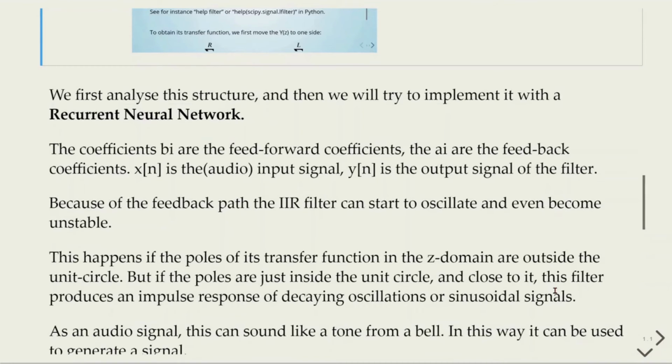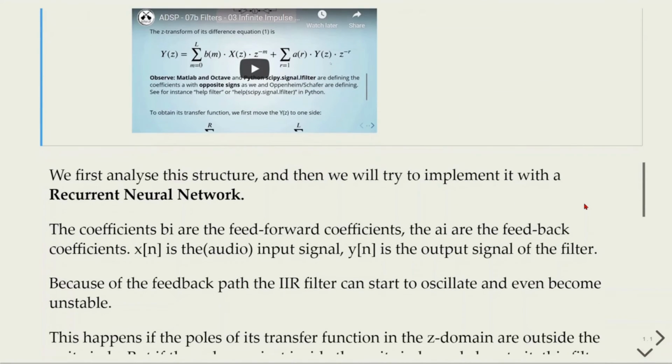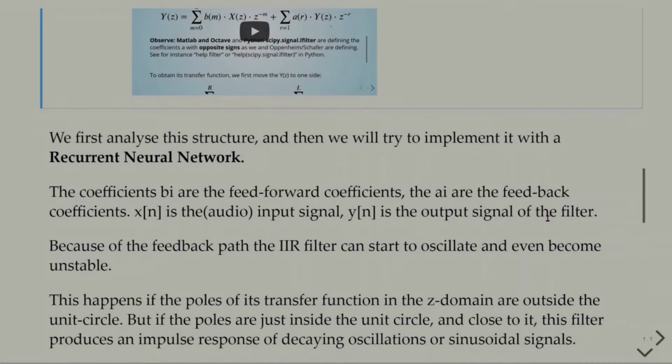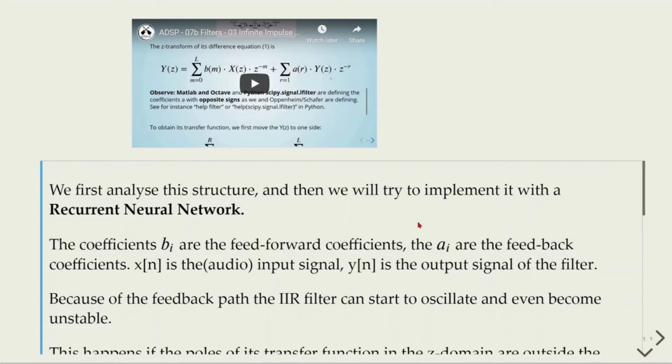We'll first analyze this structure, and then we will try to implement it with a recurrent neural network. What we'll try to do is to analyze this IIR filter structure, and compare it and implement it using a recurrent neural network. The coefficients b_i are the feed-forward coefficients, and the a_i are the feedback coefficients. x of n is the audio input signal, and y of n is the output signal of the filter.